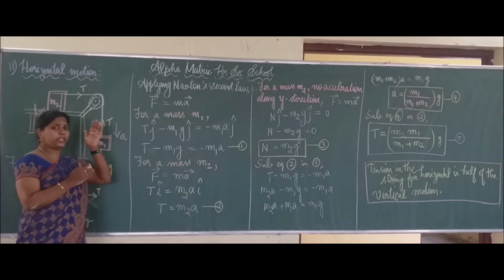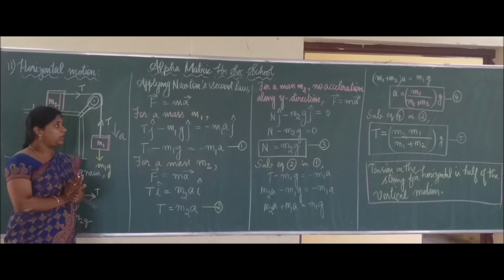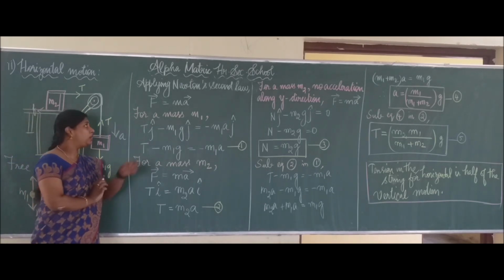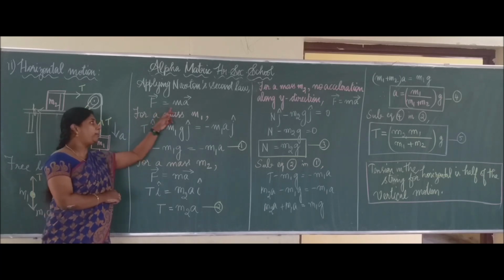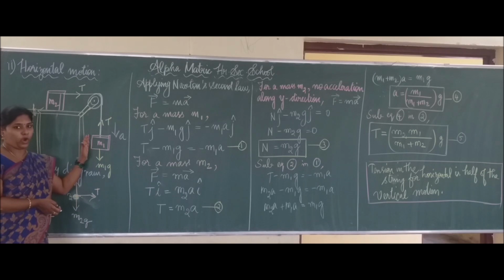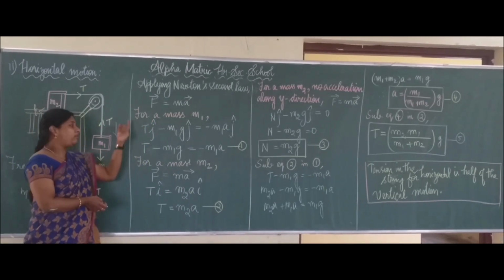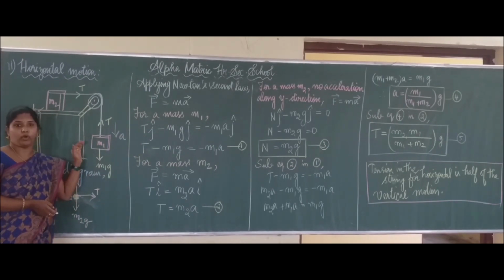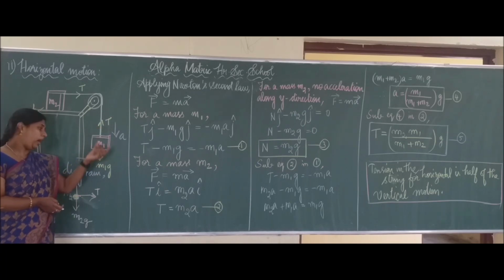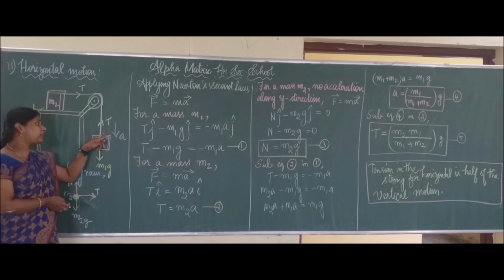The same approach we used in the vertical motion, we are going to follow here. First, we have to apply Newton's second law of motion: F vector equal to m into a vector. First consider the body of mass m1. F means total force, so we add the forces acting on the body. Two forces are acting here: one is the tension force, another is the m1g force.